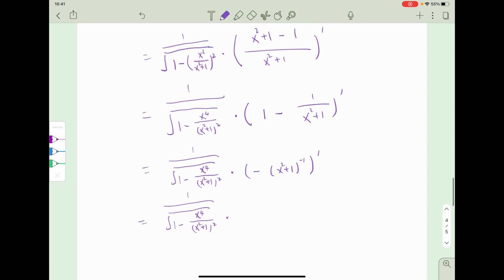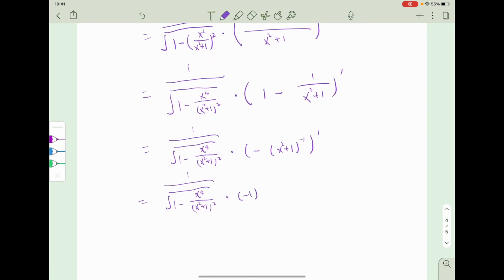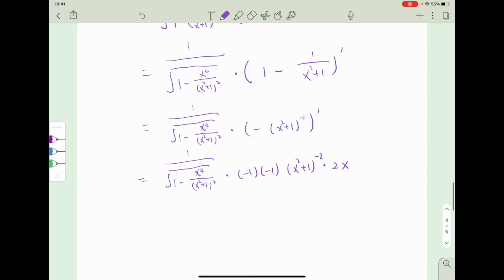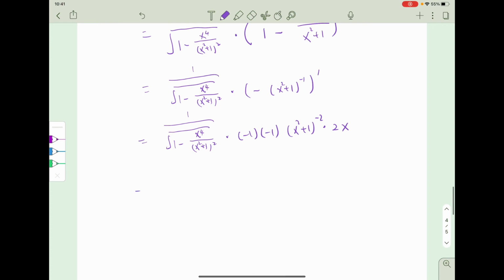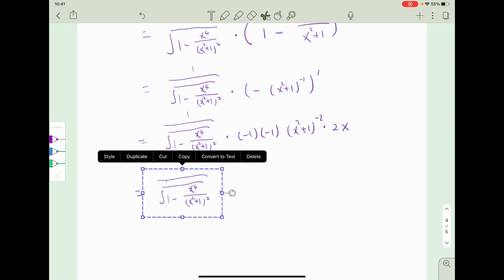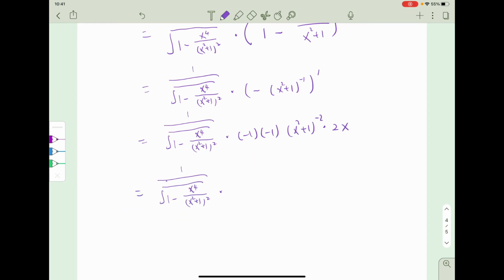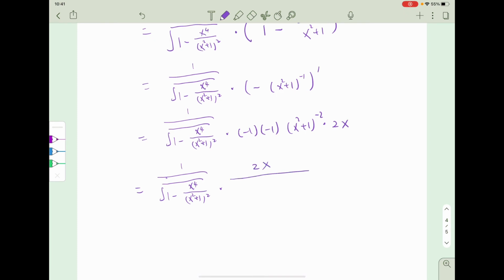So it becomes this negative 1, and the negative 1 from the power comes here. The chain rule gives that it is to the negative 2 times 2x. And you cross out those two negative 1s, they cancel out. So it becomes 2x over x squared plus 1, squared.